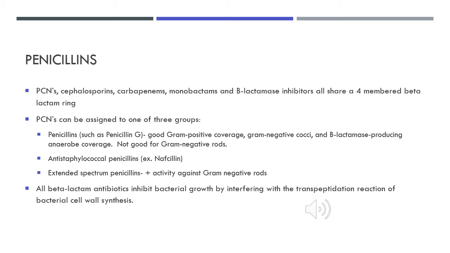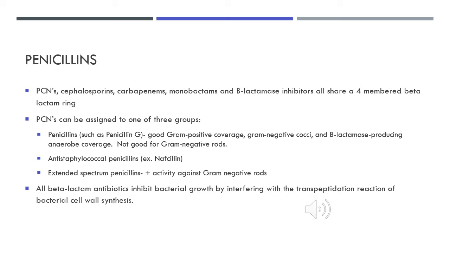Penicillins can be assigned to one of 3 groups. Classic penicillins, such as penicillin G, have good gram-positive coverage, some solid coverage against gram-negative cocci, and beta-lactamase producing anaerobe coverage. They are not good for gram-negative rods, and I would just star that.